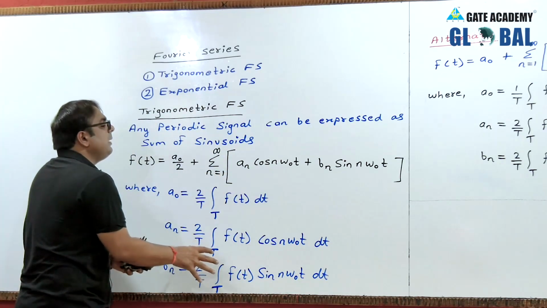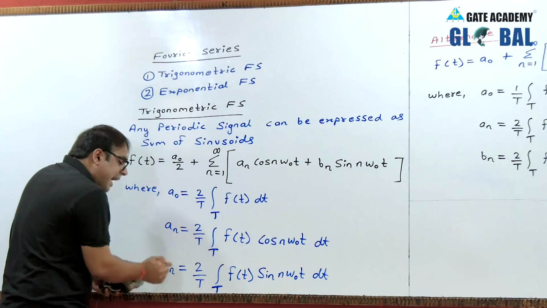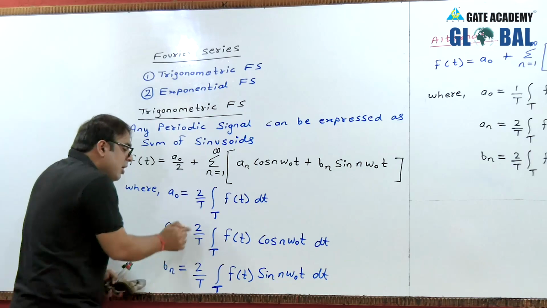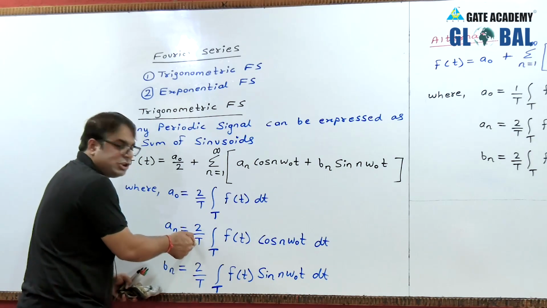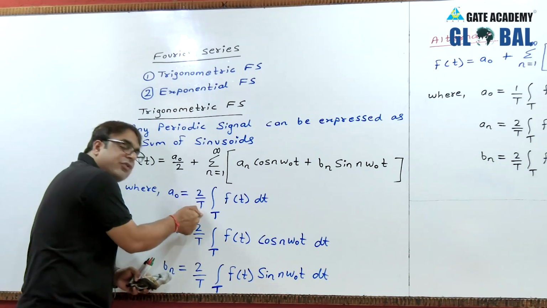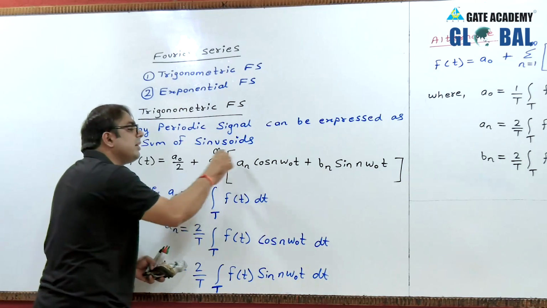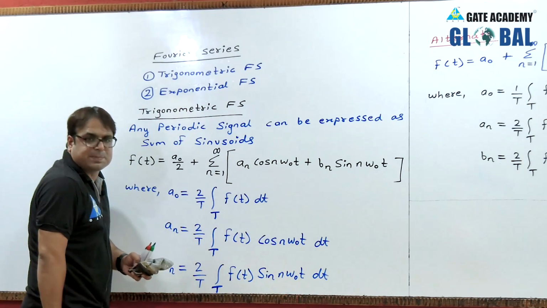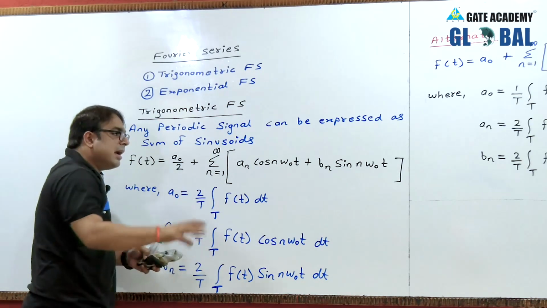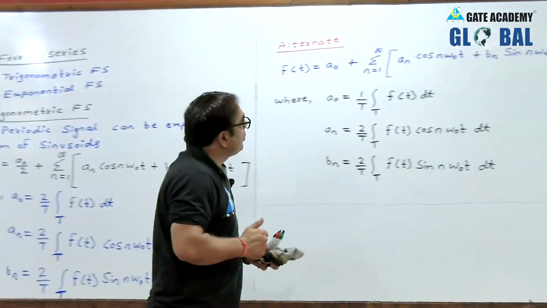I will be using this one for a simple reason: if an and bn are having 2 upon T in their expression, a naught should also have 2 upon T. For this, I am willing to write a naught by 2 in my standard Fourier series expression. Okay. Now you come to this point.